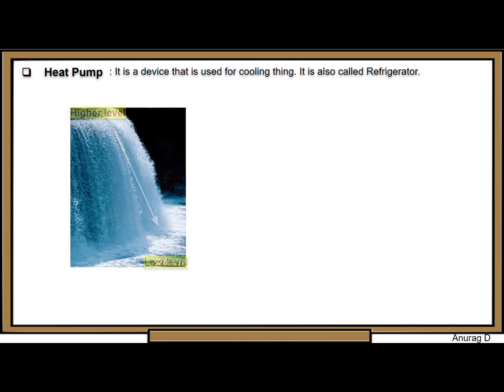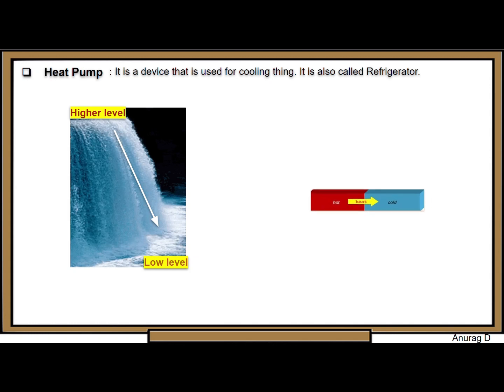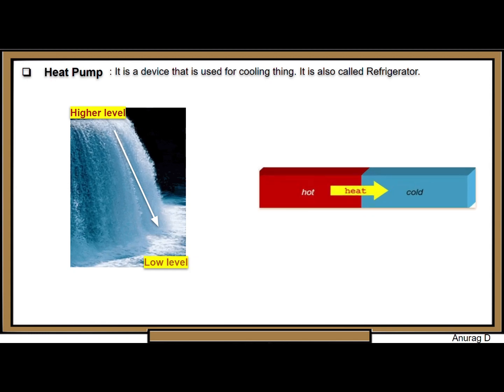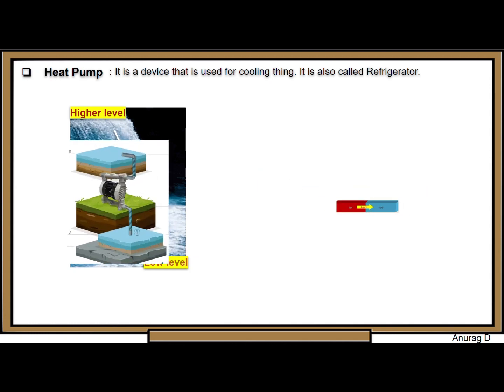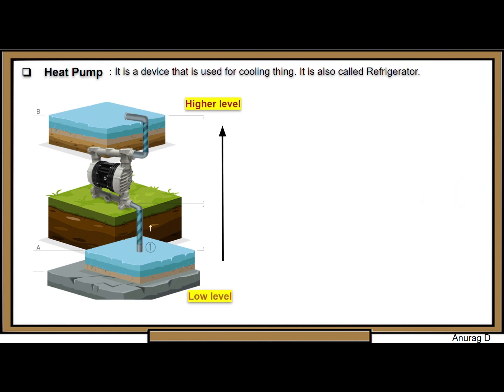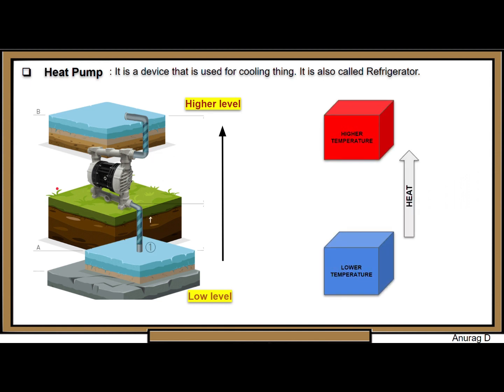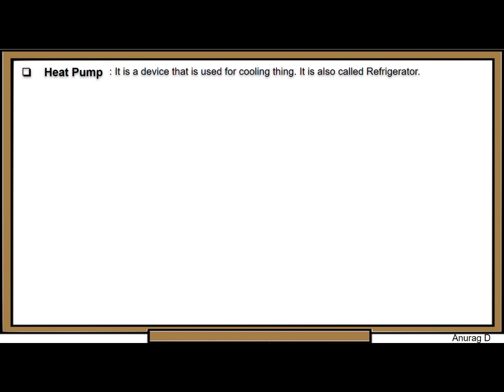We know that water always flows from higher level to the lower level, and transfer of heat always takes place from hot body to the cold body. But if we need to transfer the water from low level to higher level, it is required to connect the water pump. Similarly, if we need to transfer the heat energy from low temperature body to the high temperature body, it is required to connect the heat pump. So, heat pump is a device which transfers the heat energy from low temperature body to the high temperature body.